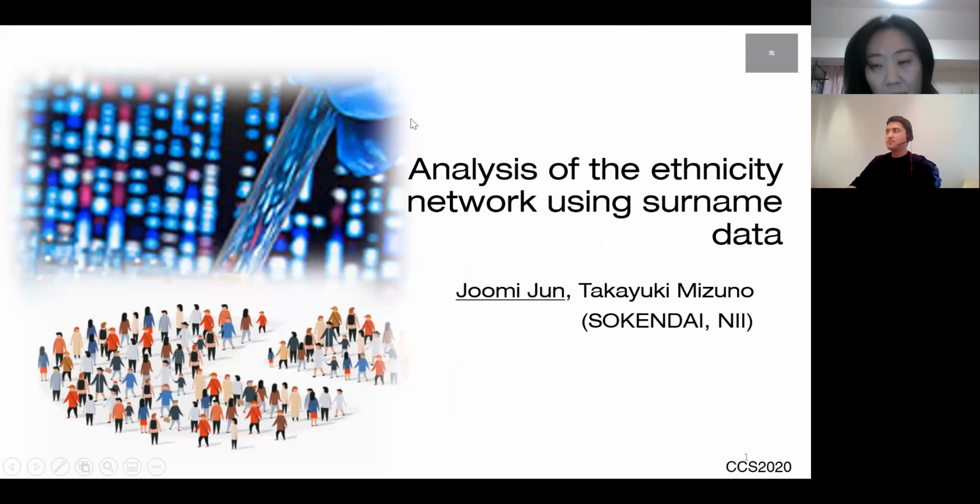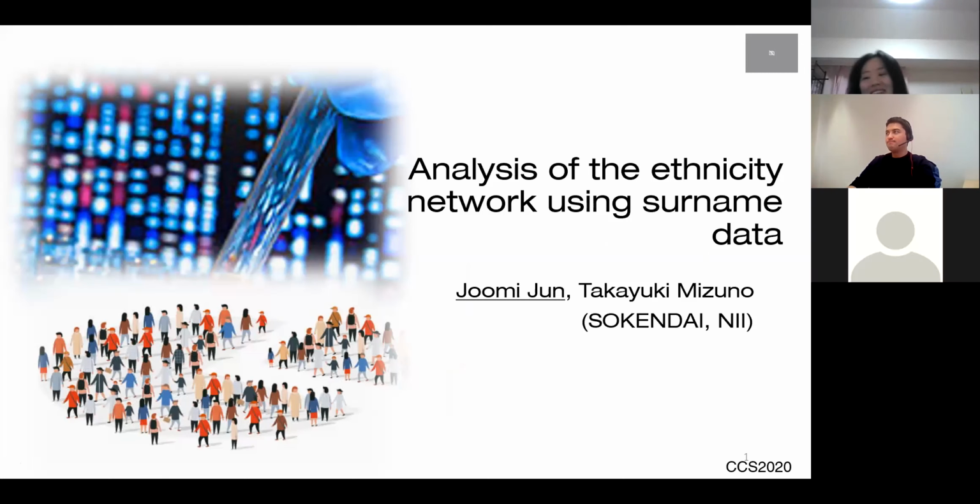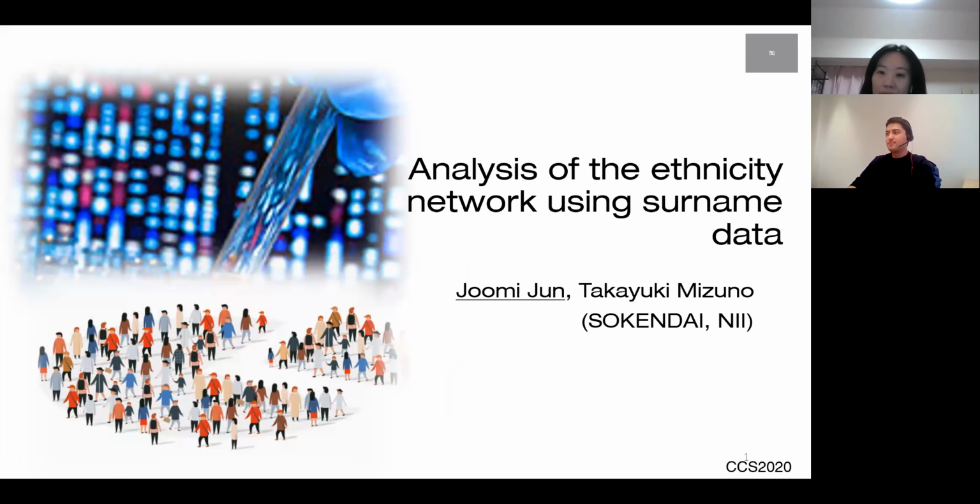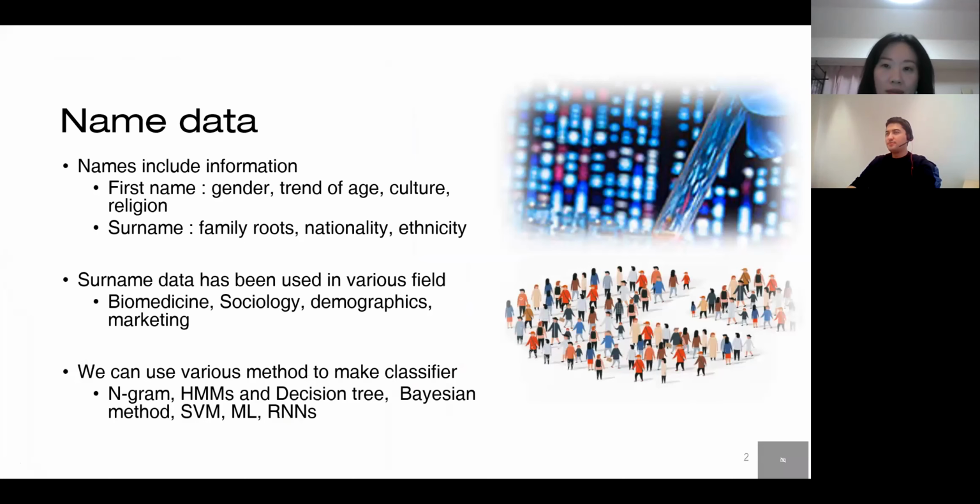I'm Joomi, and I will talk about analysis of the ethnicity network using surname data. Various techniques are used to study sociological changes, such as the movement of the population. The name data is one of them. The name data contains lots of information about the person. For example, the first name contains information such as gender, the trend of the ages, and culture and religion. Moreover, in the case of surname, it contains the roots of family, nationality, and ethnic information of the person.